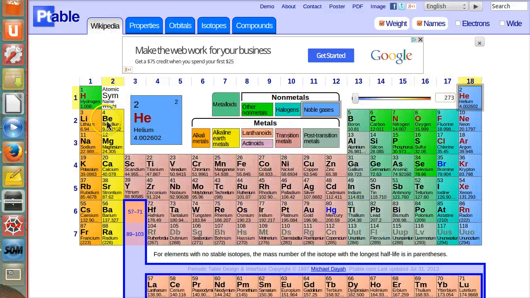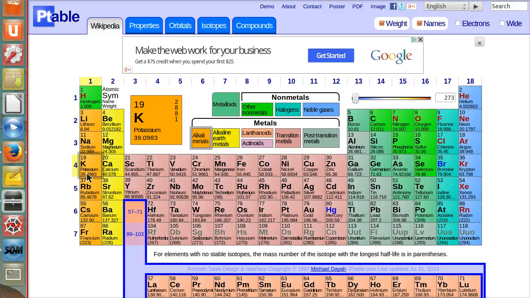Alright, now let's go to the main page here, and you're all familiar with the basic structure of the periodic table. There are 2 columns over here, 10 columns in the middle, and 6 columns over this side. There are 3 rows that rise up above the main body of the table.